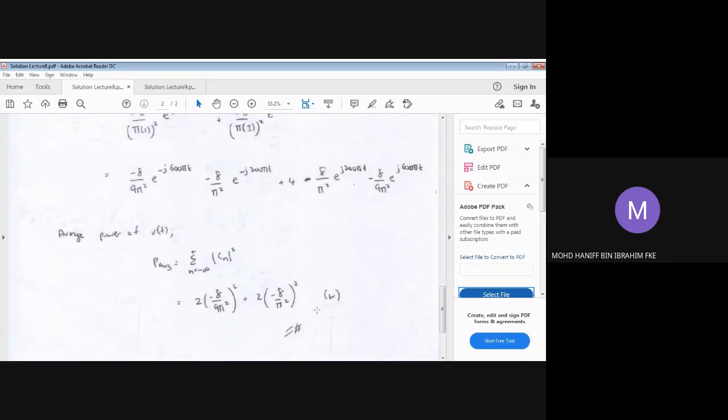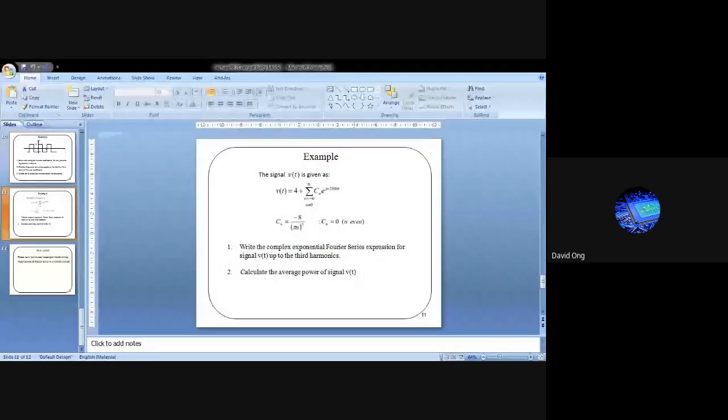Okay, any question on the average power so far? No? Okay, if there are no questions, is there any questions? Yeah. The example one. Yeah.